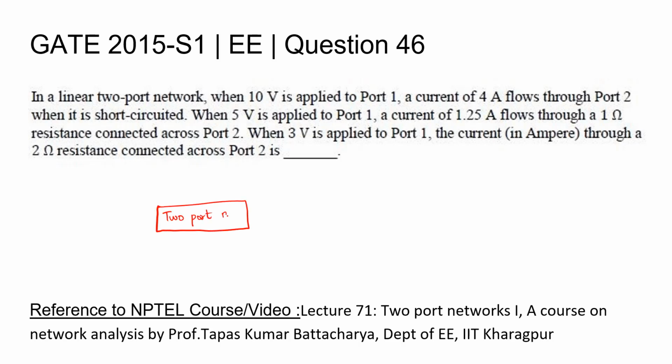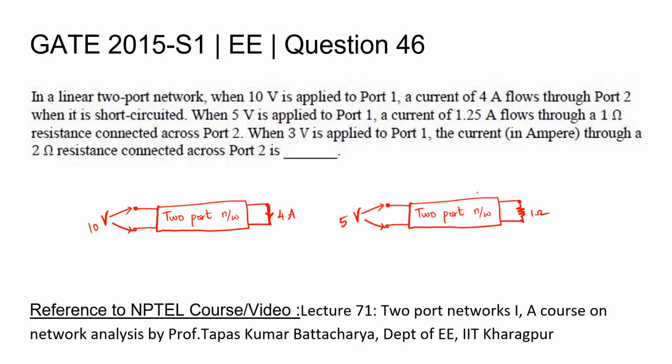Consider a two-port network. It has one input port and one output port. A voltage of 10 volt is applied at the input port, and through the short-circuited terminals of the output port, we have 4 ampere flowing. When a voltage of 5 volt is applied at the input port, a current of 1.25 ampere flows through this 1 ohm resistor connected to the port 2.